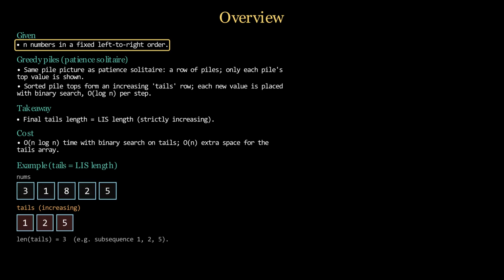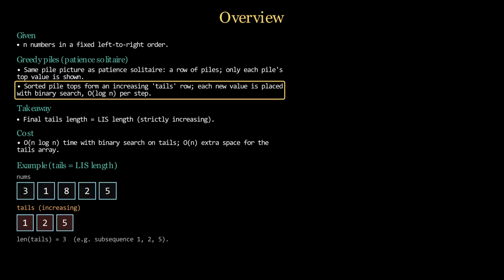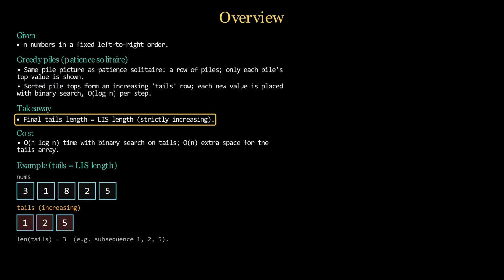Given n numbers in a fixed left-to-right order. Patience solitaire is the mental model: piles in a row, and we only show each pile's top. The fast view keeps sorted pile tops as an increasing tails row and uses binary search for each new value, logarithmic time per step. When the scan finishes, the length of tails is the longest strictly increasing subsequence length.